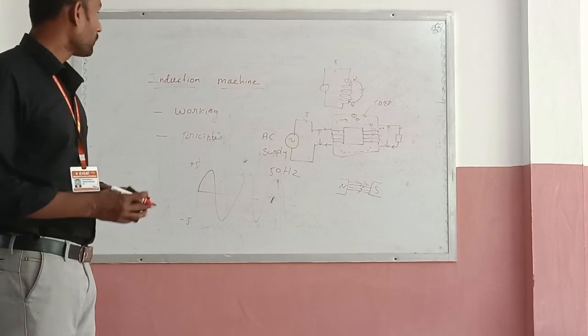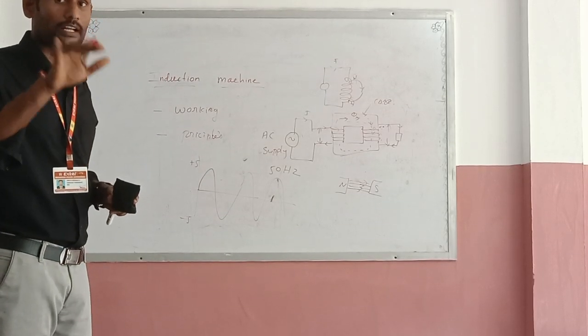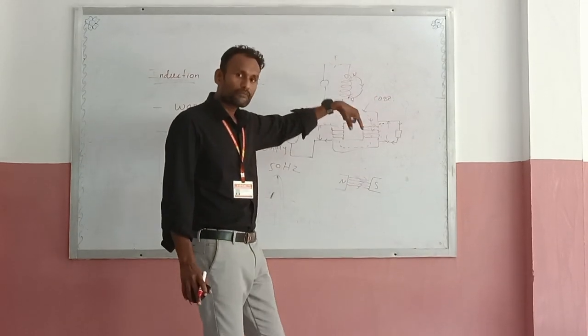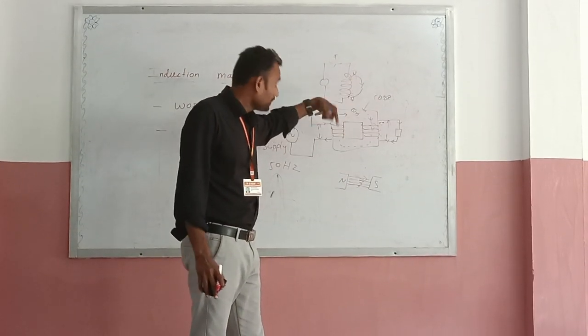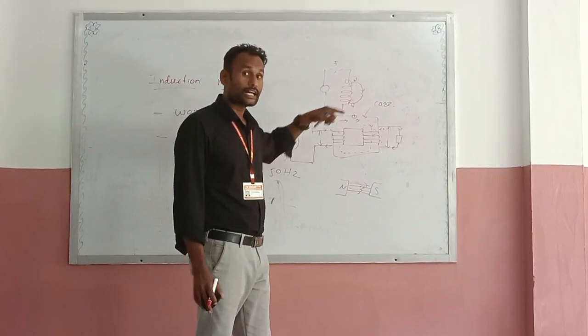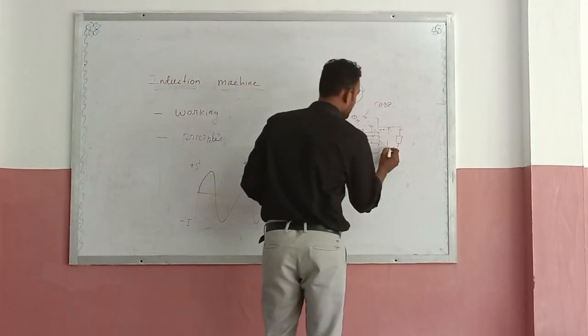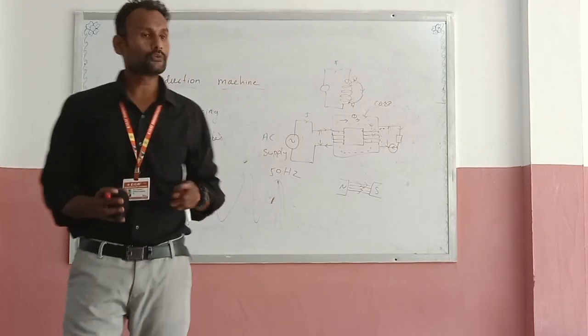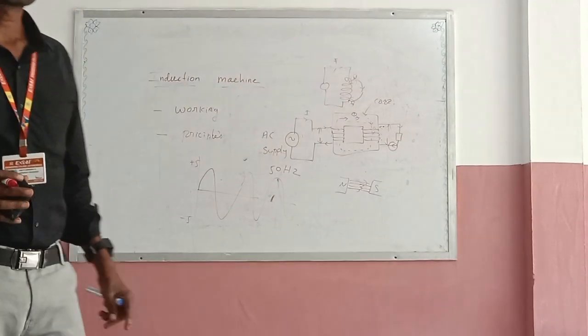Due to the current flow, flux will develop, right? But here, what happened? Due to the change in flux, EMF is generated. Due to EMF, when current is flowing, due to the current, what happened? Again, the flux is produced. You may have the question, sir, if I give DC supply, what will happen?